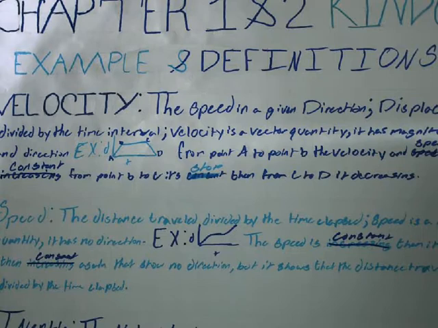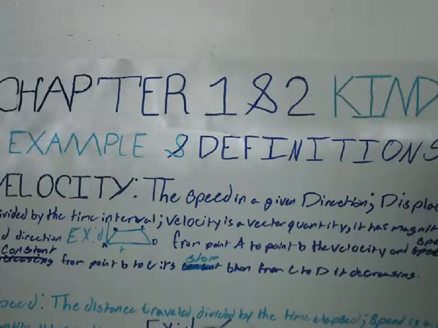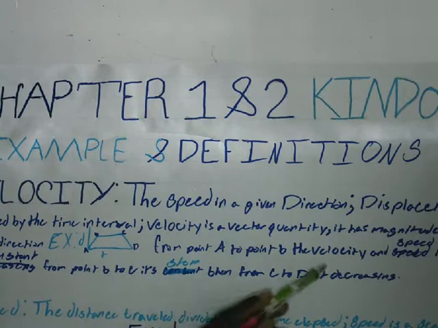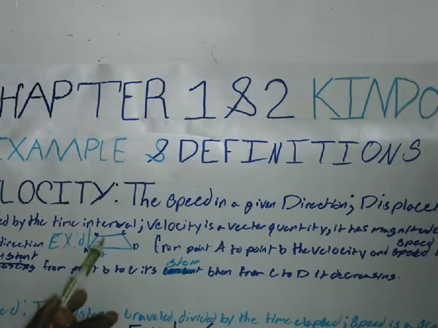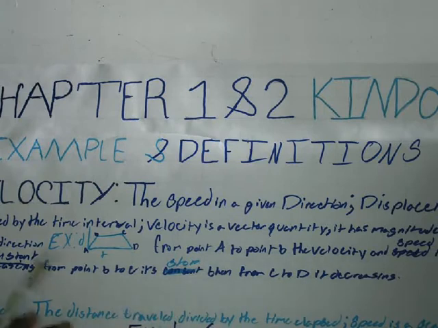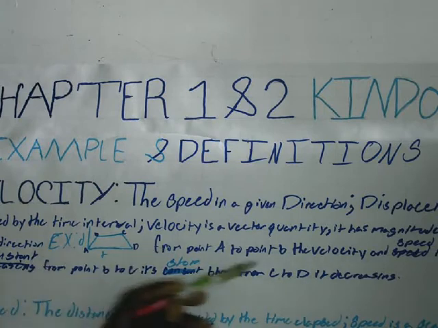But I would remind you, chapter 1 and 2. I would tell you the definitions again, just so you can remember this. Velocity is the speed in a given direction, displacement divided by the time interval. Velocity is a vector quantity. It has magnitude and direction. The example: from point A to point B, the velocity and speed are constant. From point B to C, it stops. Then from point C to D, it decreases.